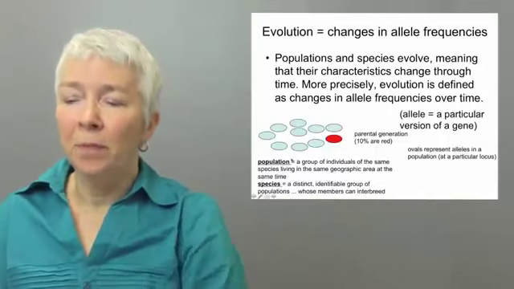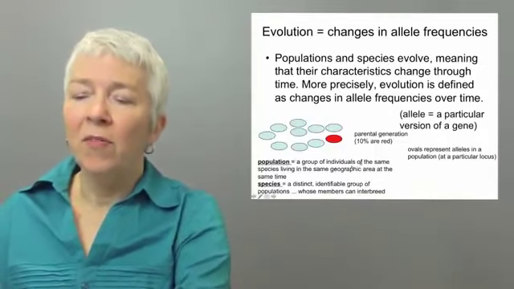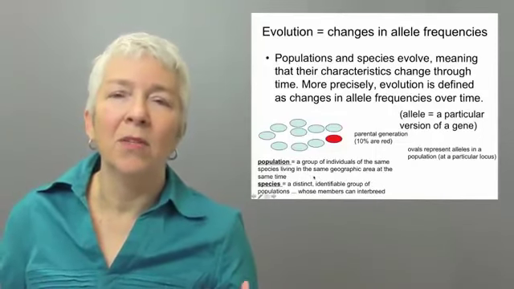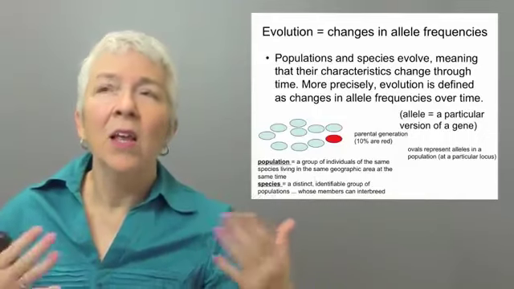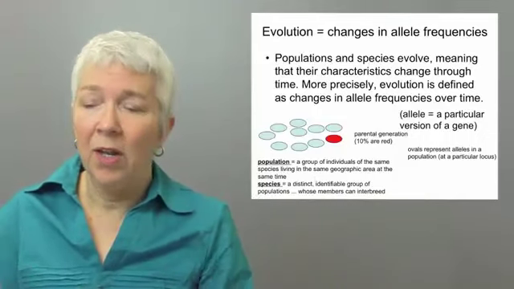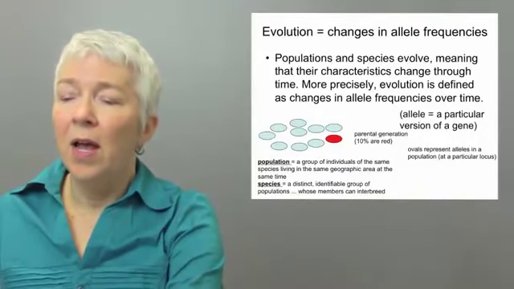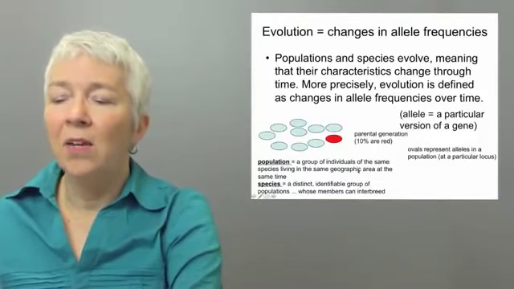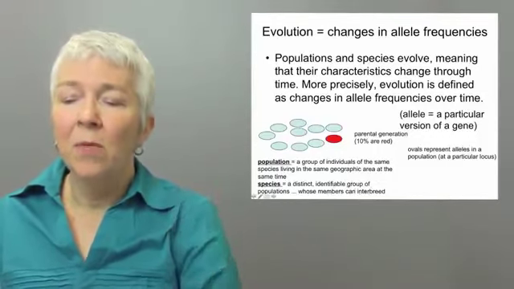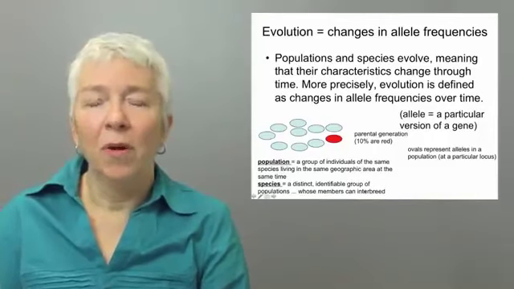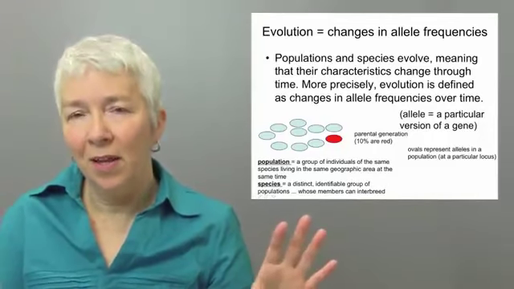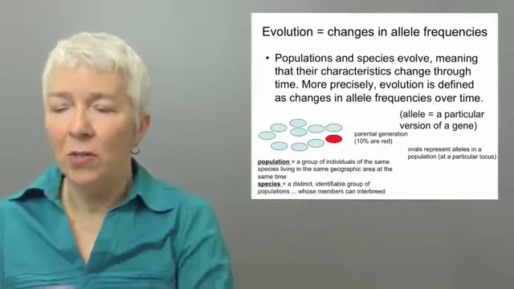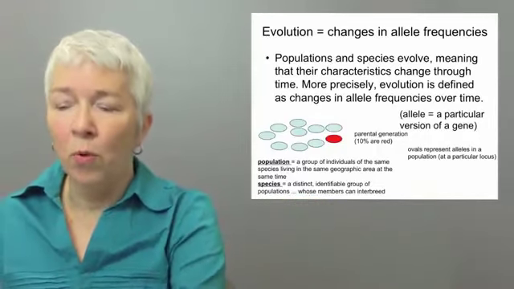Anyway, a population is defined as a group of individuals of the same species that are living in the same geographic area at the same time. And so part of the significance of this is that these are individuals that can potentially interbreed, for example. And what is a species? A species is a distinct, identifiable group of populations whose members can interbreed. And we'll spend some more time talking in later lectures about species definitions, but this can be our working definition for right now.